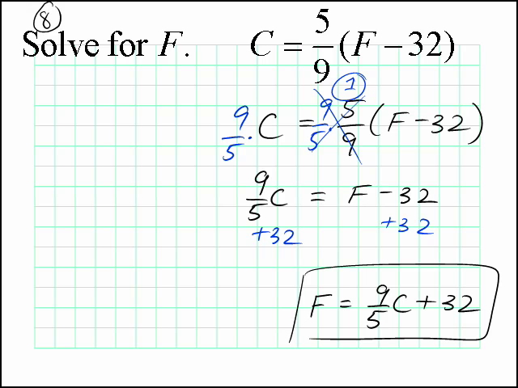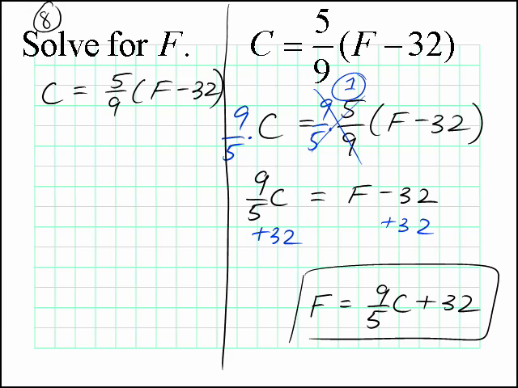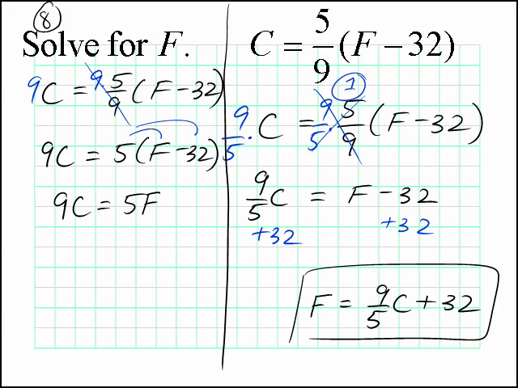Now an alternate way of solving this for f, which I believe would take a little bit longer, but is also correct, is to first multiply both sides by the common denominator, just 9. That eliminates the 9s, but I'm still left with 9c equals 5 times f minus 32. Distribute the 5. 9c equals 5f minus 160.